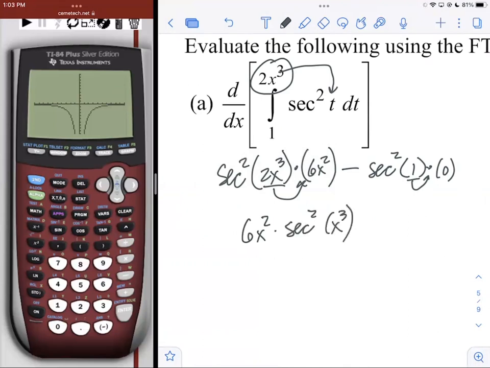Now we can actually verify this one. If you want to verify in the privacy of your own home, the antiderivative of secant squared is tangent. If you evaluate it from 1 to 2x cubed, you'll see why we have to use the chain rule. It'll become clear to you.